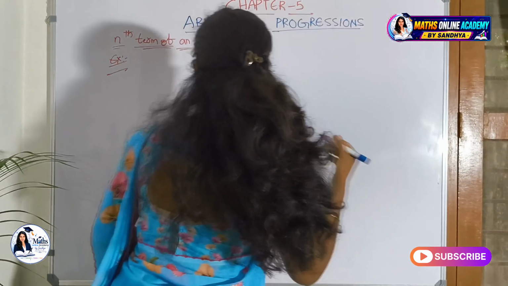Example 9. See the simple interest formula. Simple interest equals PTR by 100.